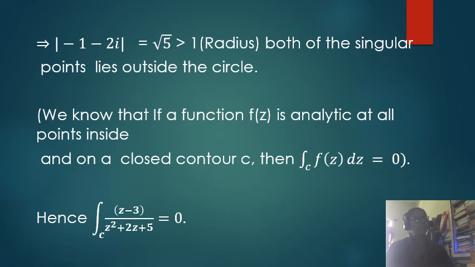And we know that if a function f of z is analytic at all points inside and on a closed contour C, then the value of the integral is equal to 0. Hence, in these two cases we get the integral value equal to 0.